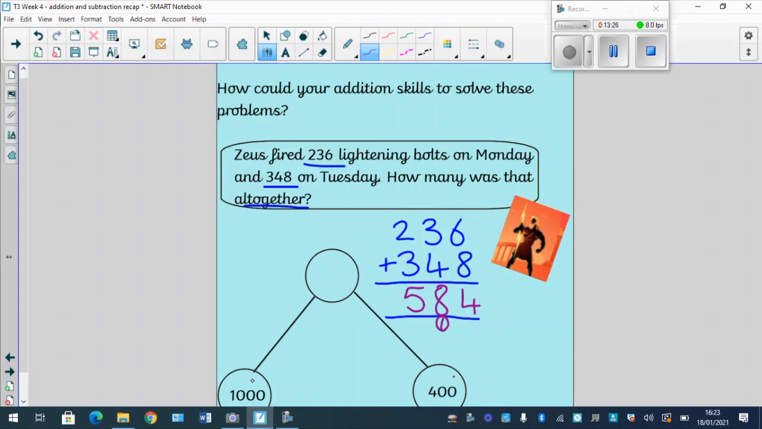Okay, are you ready for the answer? 1000 add 400 is 1400. Well done if you got it right.